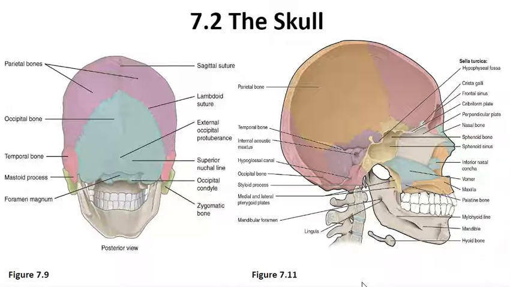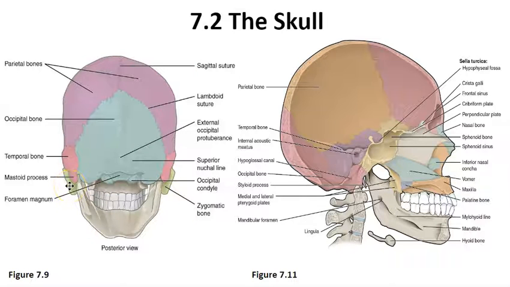Figure 7.9 shows the posterior view of the skull and its attachment sites for muscles and joints that support the skull. You also can see several of the sutures. You have the lambdoid suture here and the sagittal suture up here. You can see the occipital condyle, the external occipital protuberance, the temporal bone, the mastoid process from posterior view.